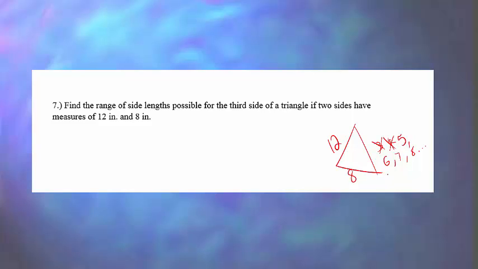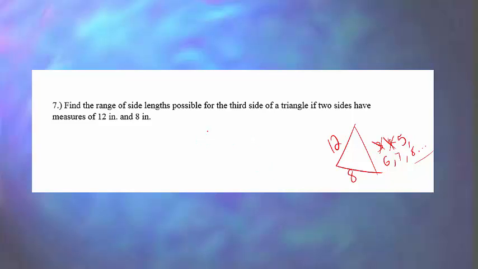And we could keep going up until we hit just under 20, because 20 would not work, since we'd have to do 12 plus 8 has to be bigger than 20, and it would not be. So instead of listing all the possibilities, because if I change this to like 150, you'd be writing forever, we're going to write our range of answers as an inequality.